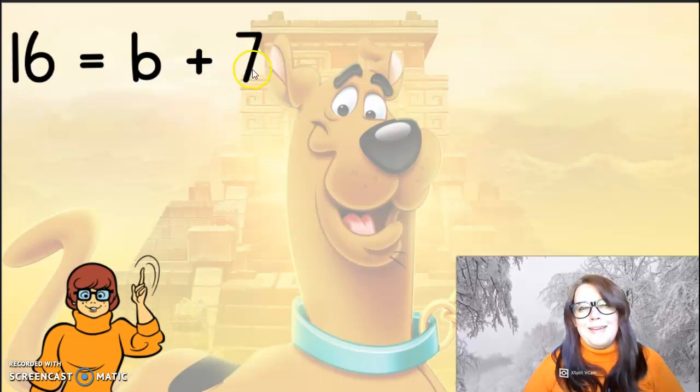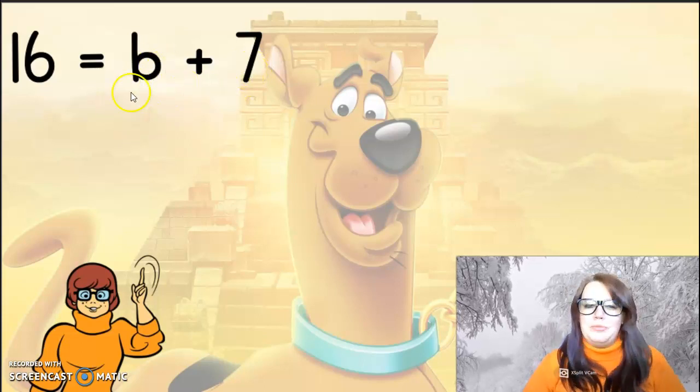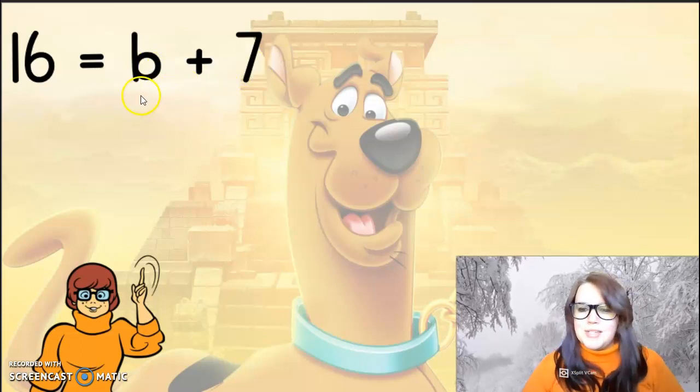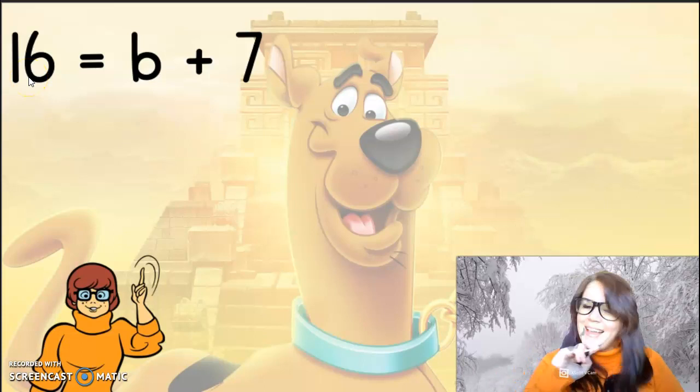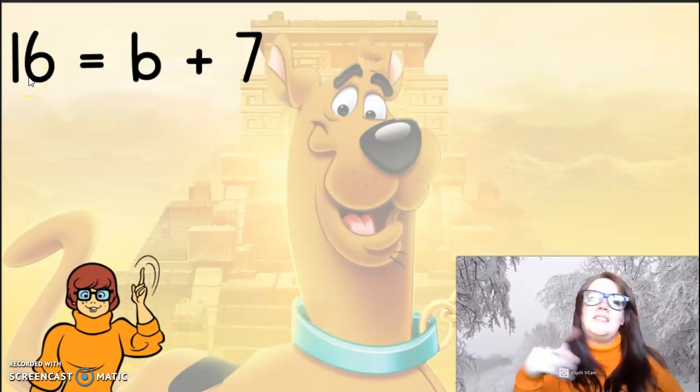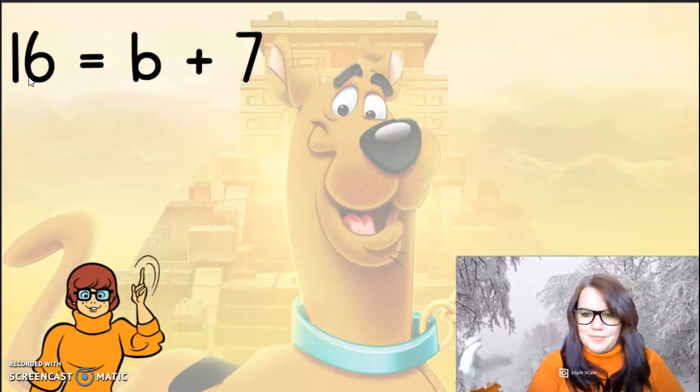So we can go ahead and guess. I mean, we could plug in random numbers if we so choose to figure out what number plus 7 is 16. Or I can use my inverse operations and solve this in one step. I don't have to go guessing.